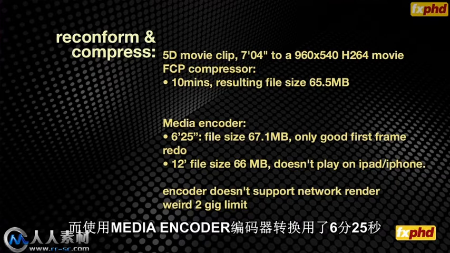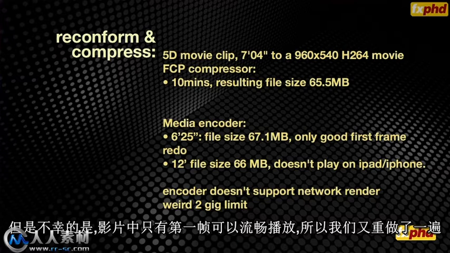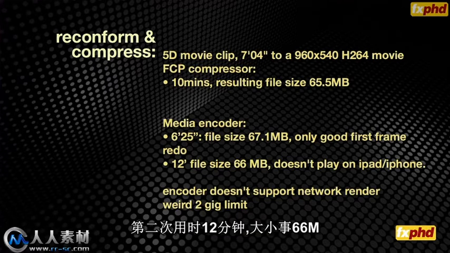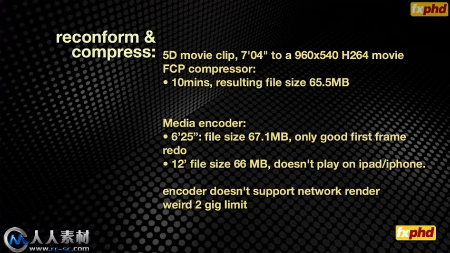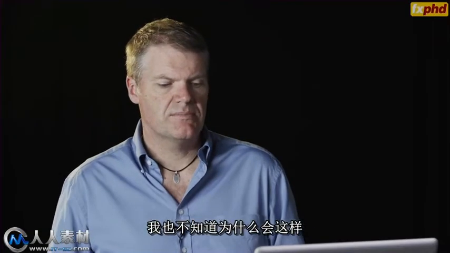In Media Encoder, the Adobe product, the first time we ran it through, it took only sort of 6.5 minutes, which was awesome, and it was about the same file size, 67 meg. That's pretty good. Unfortunately, only the first frame of the entire clip was any good. The rest of it was just crap, so we had to throw that away and try again. The second time we did it, it took about 12 minutes. The file size was again about 66 meg. It looked awesome until we tried testing it on an iPhone or an iPad, and it wouldn't play on either of them, and I don't know why that is.